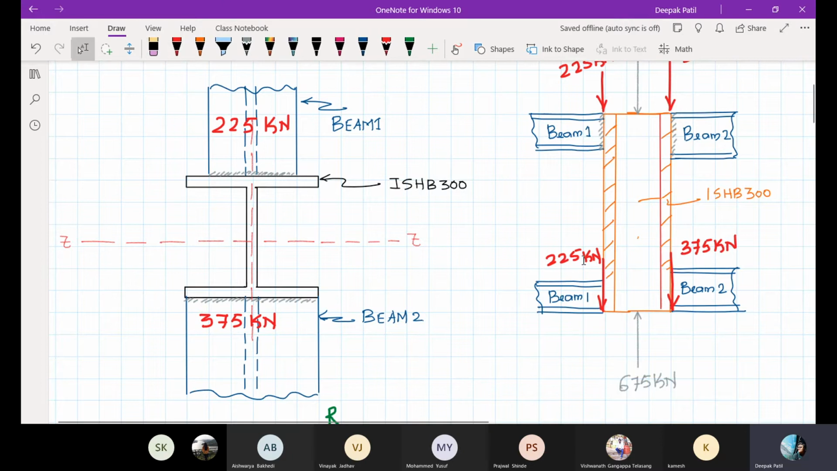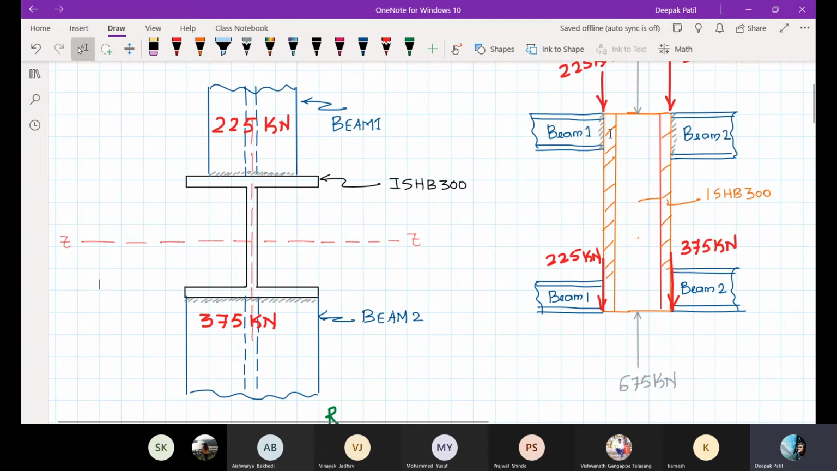Now I would like to tell you that since he has specified welding, it means that the whole reaction will be transferred to the column. It is like a moment resistant connection. There are two types of connections available: one is the pinned connection and the other one is the moment resistant connection. When you're welding the beam to the column like this, it is actually a moment resistant connection, meaning whatever loads are being taken by the beam, the same loads will be transferred to the column. So for that purpose, he has specified welding.